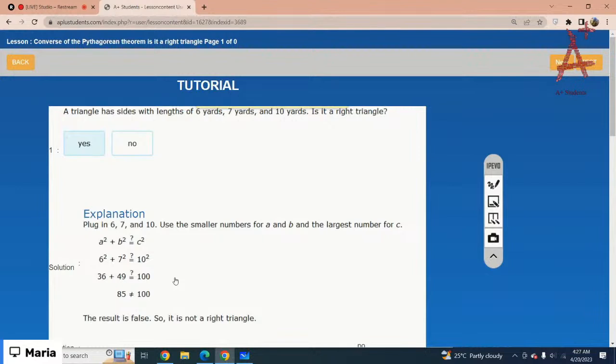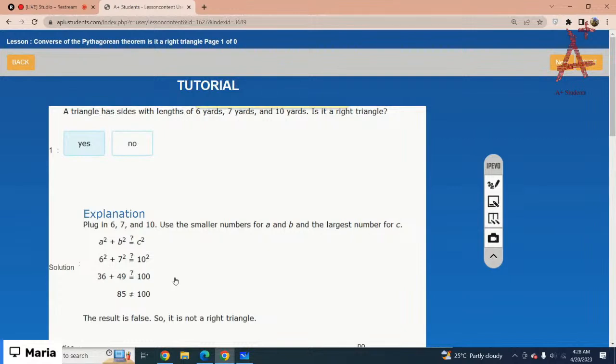A triangle has sides with lengths of 6, 7 and 10. Is it a right angle triangle? So how do we check? Basically the longest side is always the hypotenuse. Got it? So here the hypotenuse is 10. Just put in the values and see if both sides are equal. If both sides are equal, that means it is a right angle triangle. But if both sides are not equal, that means it is not a right angle triangle.